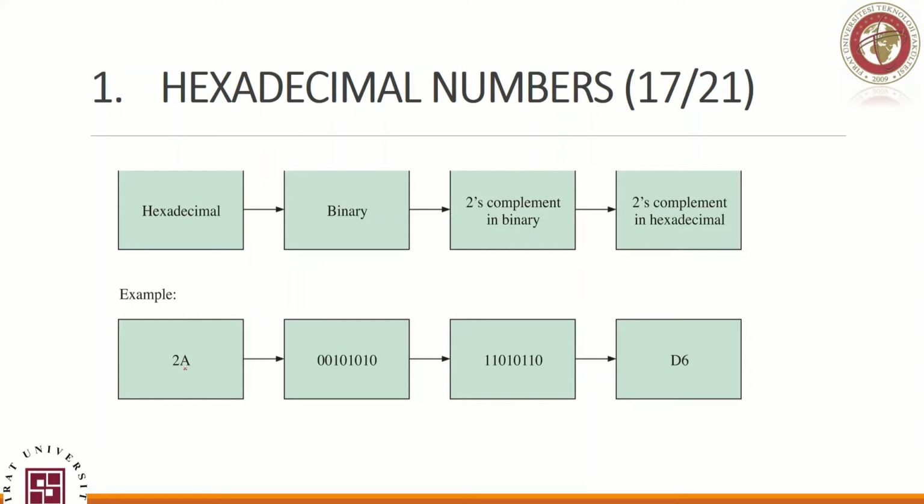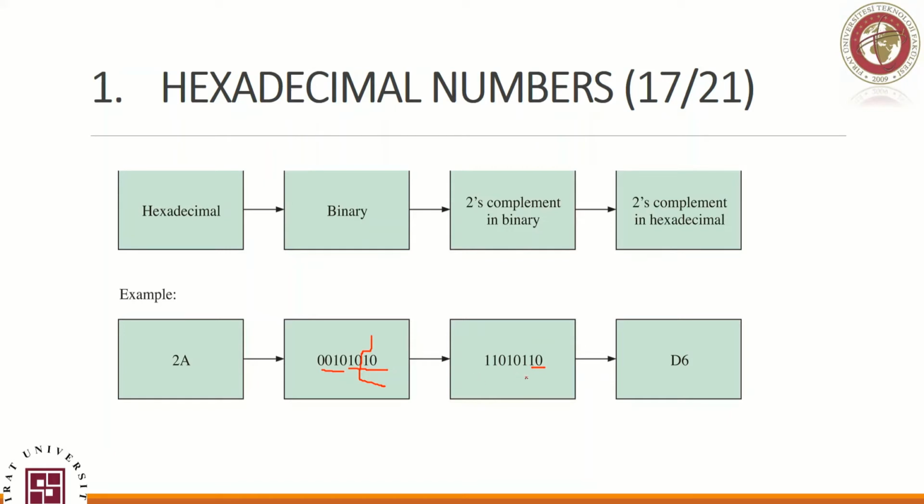How? For A we have 4 digits, for 2 we have 4 digits. A is 1010, this is 1010. 2 is 0010. Take the 2's complement. How do we take the 2's complement? Count from the rightmost until you catch the first one. Okay, we call the first one here. Keep them. Then take the 1's complement of the rest. So this one will be 1. This is 0, 1, 0, 1, 1. Therefore, we have 1, 1, 0, 1, 0, 1, 1, 0.